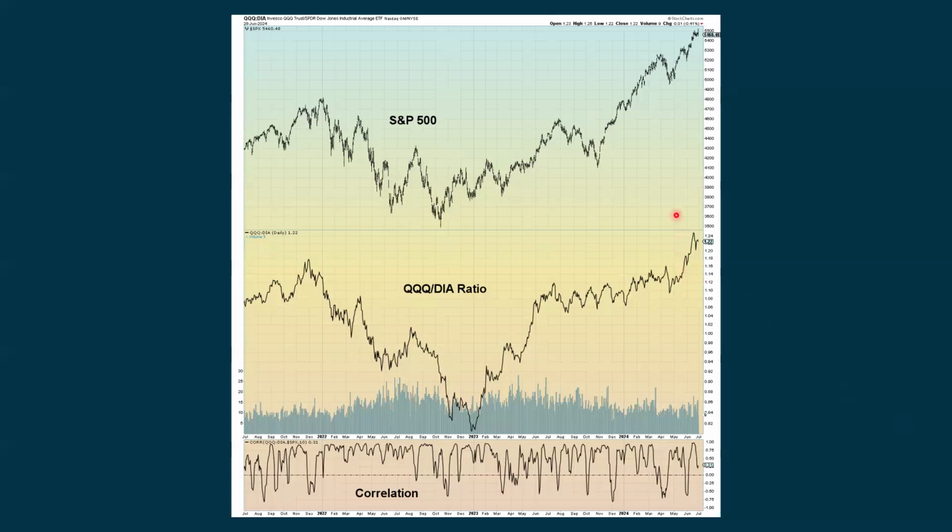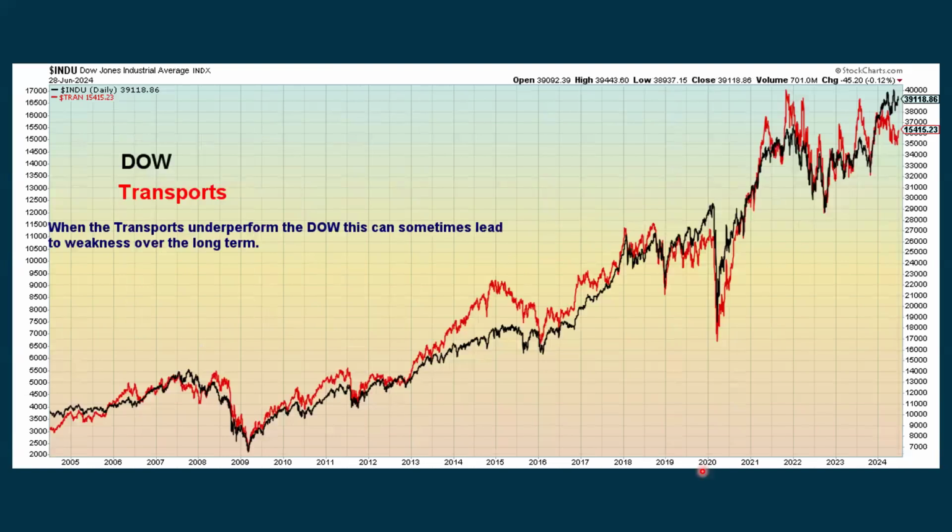Then I look at the S&P on top, and then a ratio between the Qs, which is the NASDAQ 100 and the Dow in the middle, and then the correlation between the two, and they're pretty much neutral right now. The transports have been very disappointing in 2024. That's the red line, where the Dow has been pretty much going up. The transports have been languishing and actually declining.